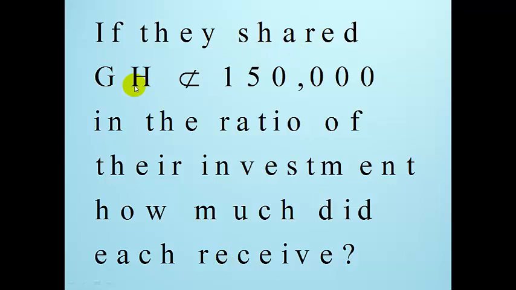If they shared 150,000 Ghana cedis in the ratio of their investment, please take note. If they share 150,000 Ghana cedis in the ratio of their investment, how much did each receive? So this is the amount that they are sharing, 150,000 Ghana cedis, in the ratio of their investment. It means that to get the ratio, we have to compare their investment. Now let's proceed.